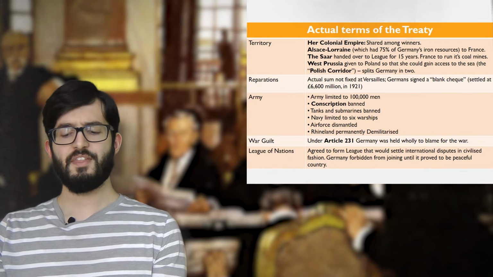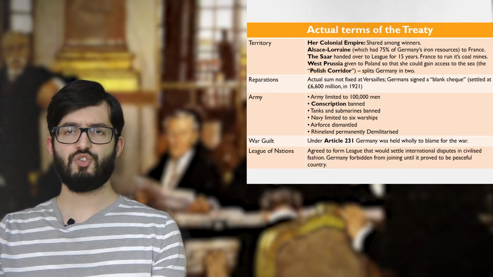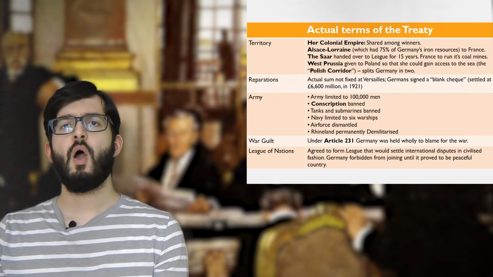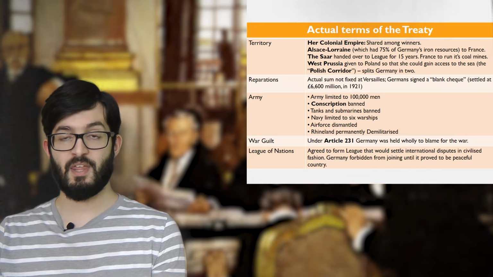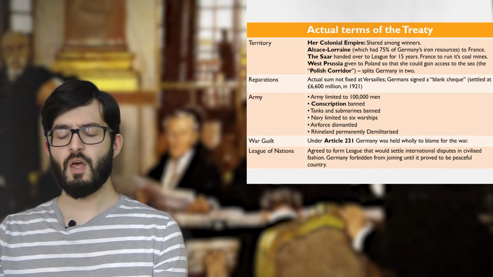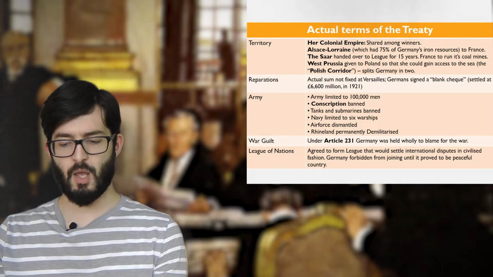And so, looking at the actual terms of the treaty, the terms of the treaty end up becoming a compromise between the three major players, with some individuals getting more out of it than they wanted, whereas others would have been a little bit more disappointed. So, starting off with the territorial terms of the treaty.